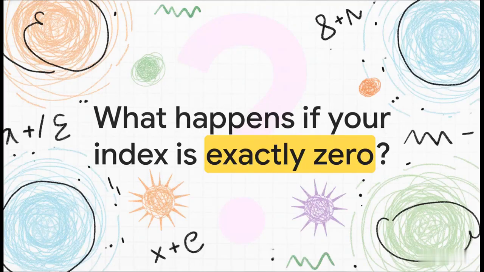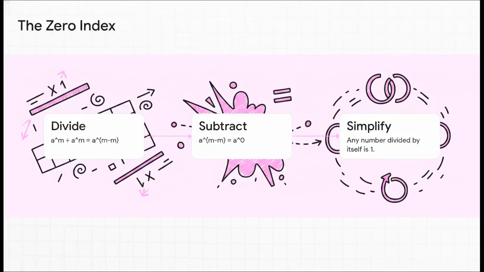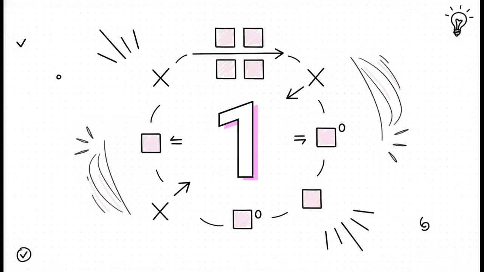Now, here's where things get super interesting. What if your index drops to exactly 0? Let's prove it logically. a to the m divided by itself gives us a to the m minus m. And since any number divided by itself is just 1, anything to the power of 0 equals 1.